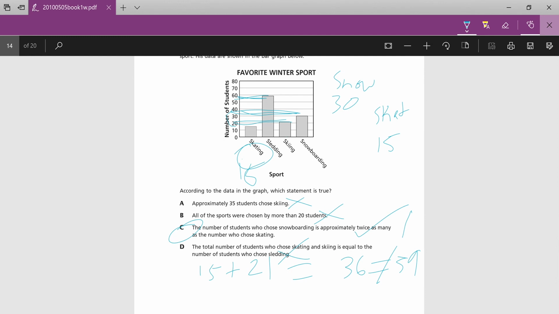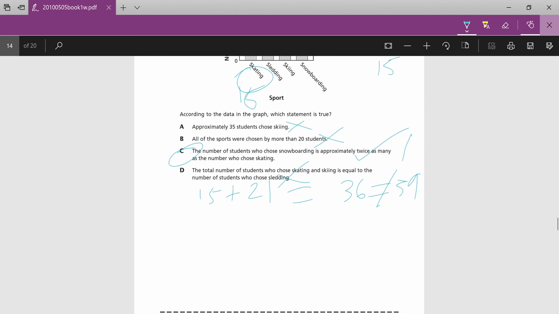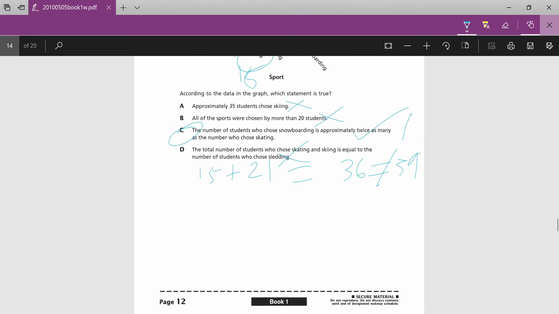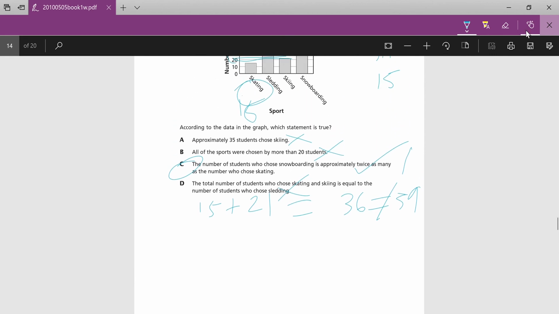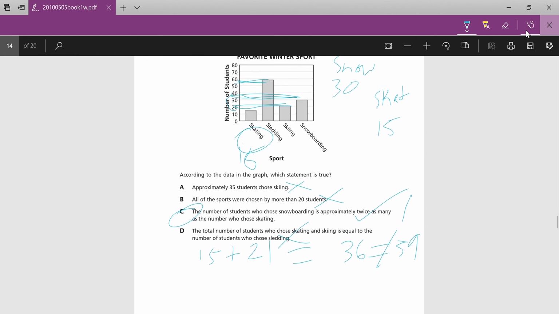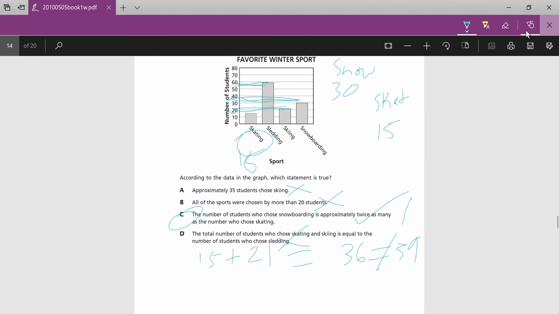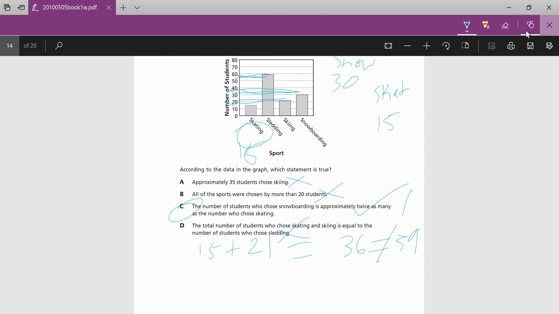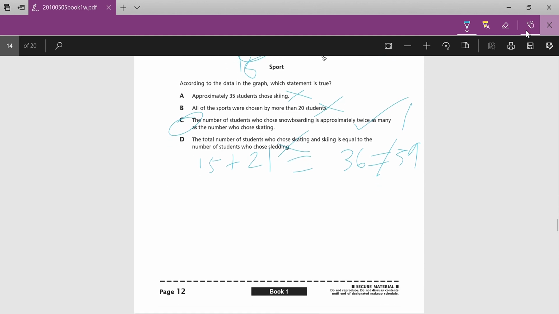And even if you're unfamiliar with that, if you want to check more and more to make sure that the answer is correct, you just go towards each and every bar on the bar graph and look at how many students picked that. But since there are 15 students for skating, it's less than 20, and that does not make B the right answer. The number of students who chose snowboarding is approximately twice as many as the number who chose skating. So that is the correct answer. As you can see here, I circled that. And that is because if we go to snowboarding, we see that it is 30. And then it is twice as many as the number who chose skating. Skating, it's 15. 15 times 2 is 30. That makes it twice as much as skating.